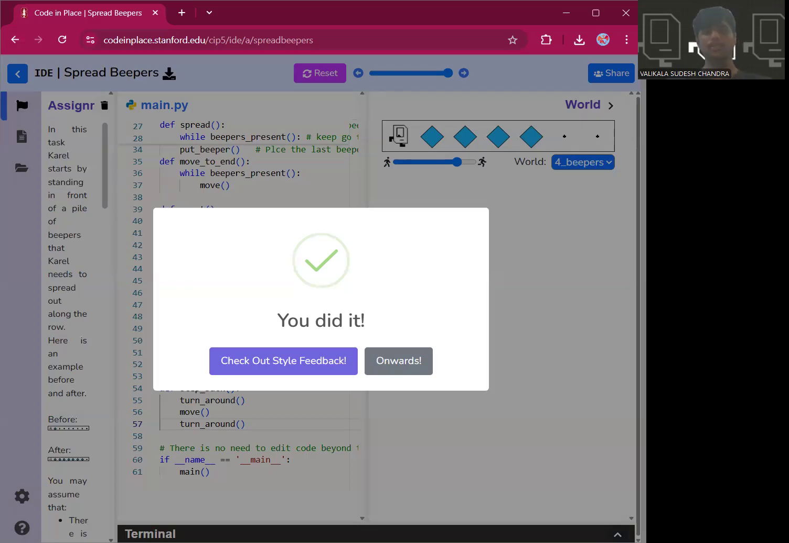Okay. So next time we will explore how to make Carol do more complex tasks, like working with multiple rows or patterns also.